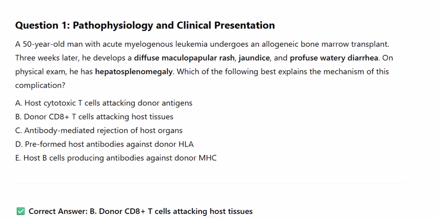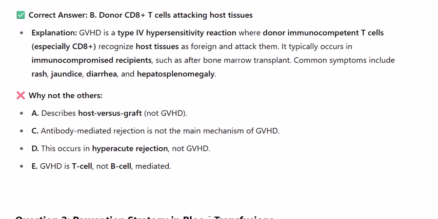Explanation: GVHD is a type 4 hypersensitivity reaction where donor immunocompetent T cells, especially CD8+, recognize host tissues as foreign and attack them. It typically occurs in immunocompromised recipients, such as after bone marrow transplant. Common symptoms include rash, jaundice, diarrhea, and hepatosplenomegaly.